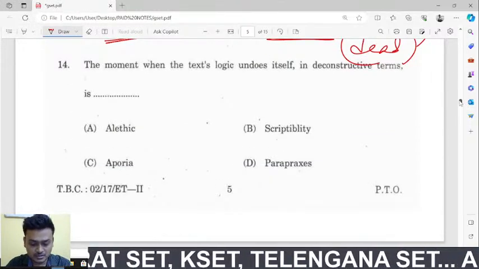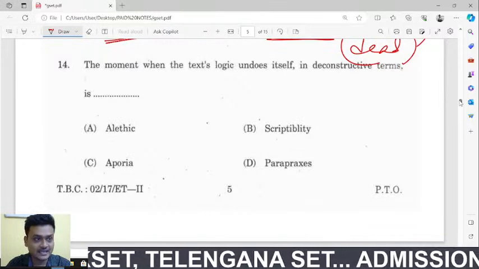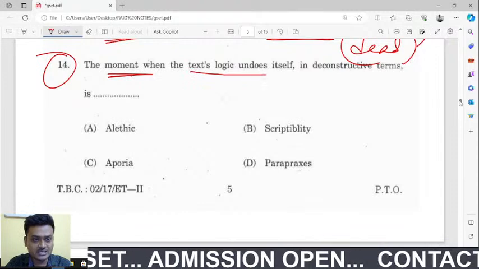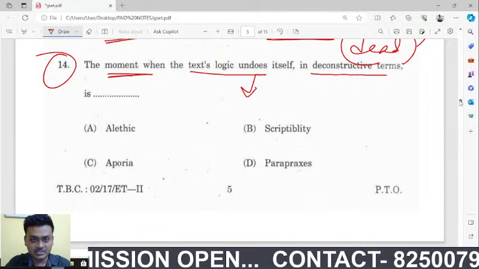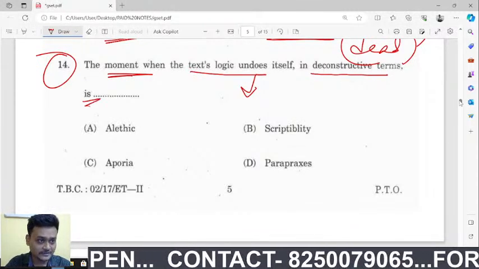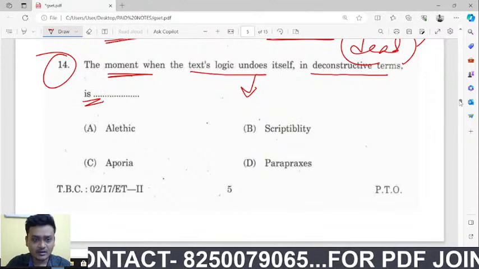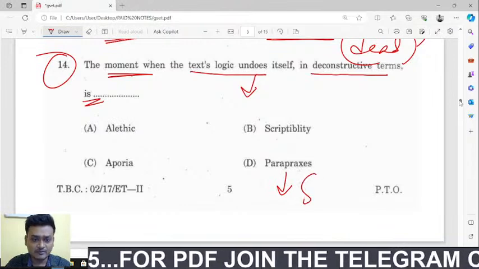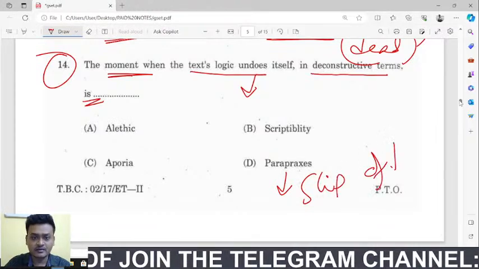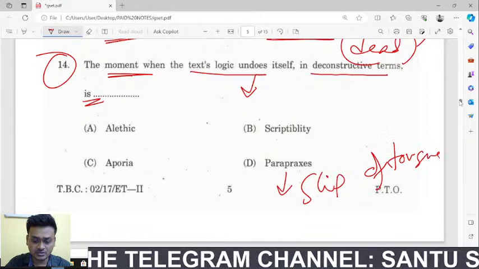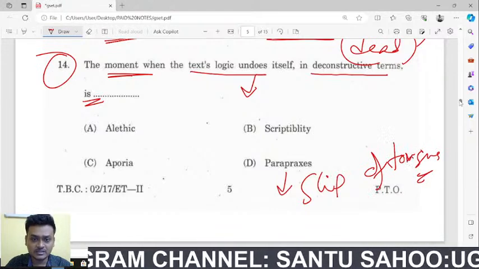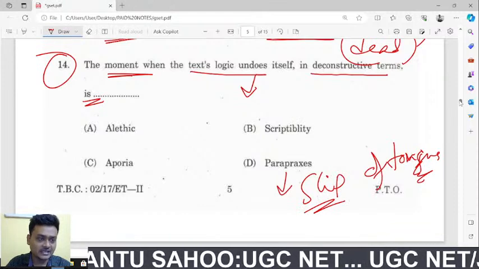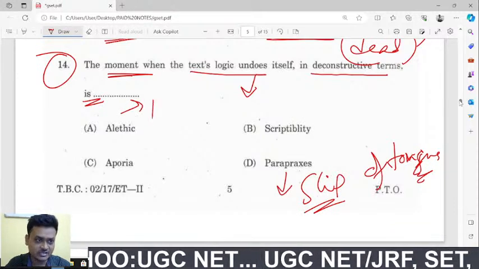Very good, exactly. Here is 14. The moment when the text's logic undoes itself, in deconstructive terms, is known as what? Parapraxis is actually a slip of the tongue. Remember that. So it's not the answer. Alethic is actually a philosophical idea.